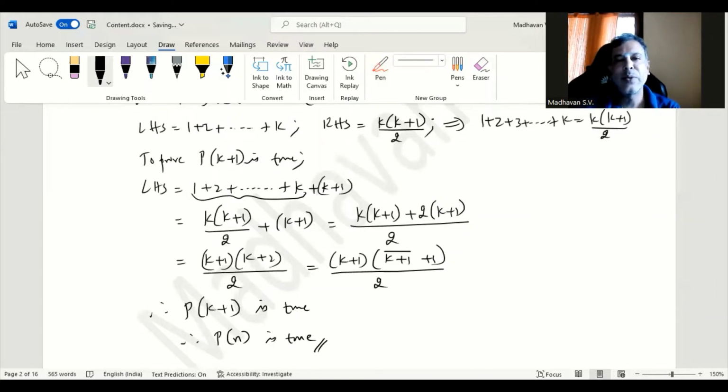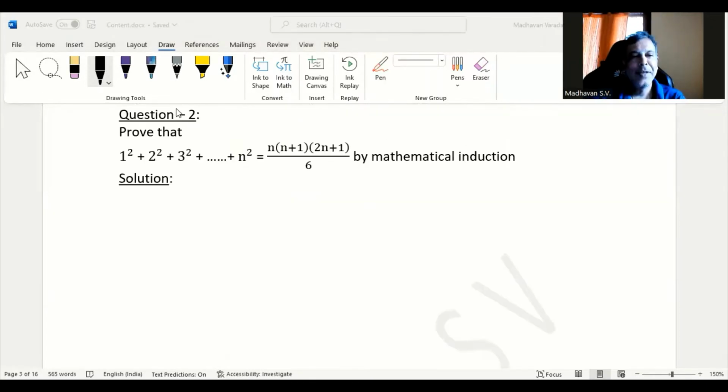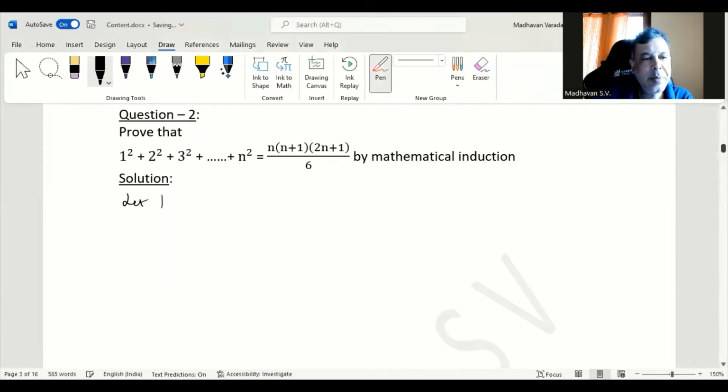So that is how we can use mathematical induction in proving some of the statements. In this question, we need to prove that 1 square plus 2 square and so on up to n square is n into n plus 1 into 2n plus 1 divided by 6 by mathematical induction. So let us again consider, let p of n be 1 square plus 2 square plus and so on up to n square, which is the given right hand side, which is n into n plus 1 into 2n plus 1 divided by 6.